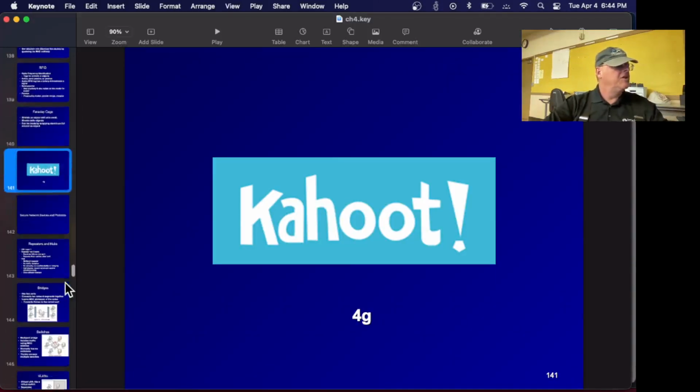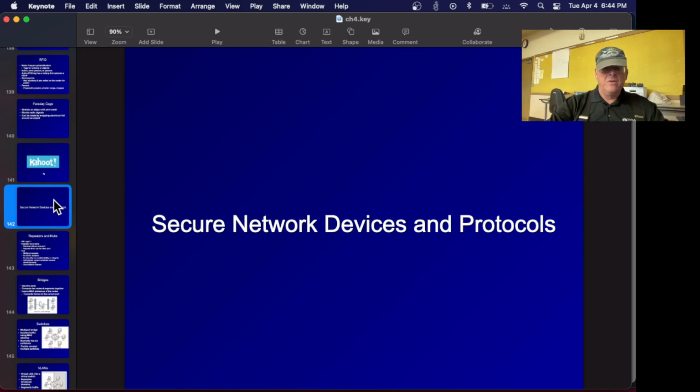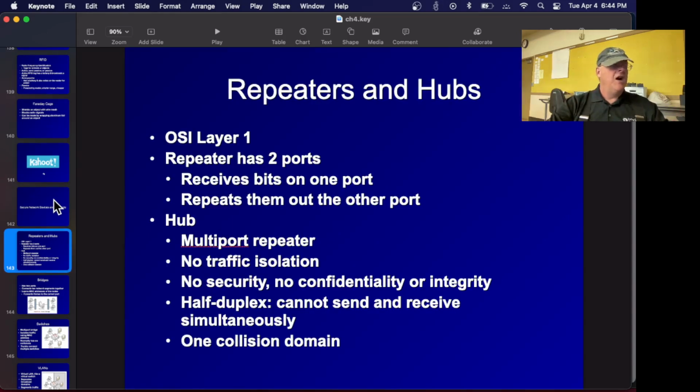All right, let's take a look at another one. So, secure protocols and devices. Here are the physical devices at the very lowest level. OSI layer 1 is where you just have physical connectivity, and you could have a repeater that just regenerates a signal to compensate for the decrease in power as the resistance of the wire lowers it. A hub is just a multi-port repeater.